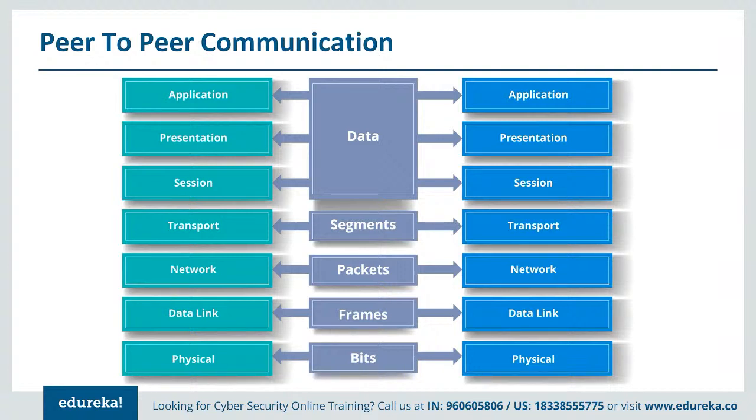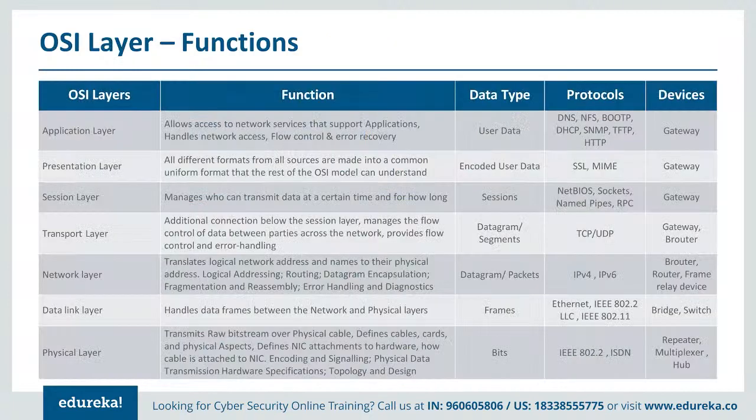When we see the TCP/IP model, these top three layers, the session, presentation, and application layers, are combined as one. This slide tells you what protocols are available and what type of devices you can connect to the network. The application layer is usually used for applications where the user tries to connect to the network. The protocols used are DNS (Domain Name System), NFS, BOOTP, DHCP, SNMP, TFTP, and HTTP.